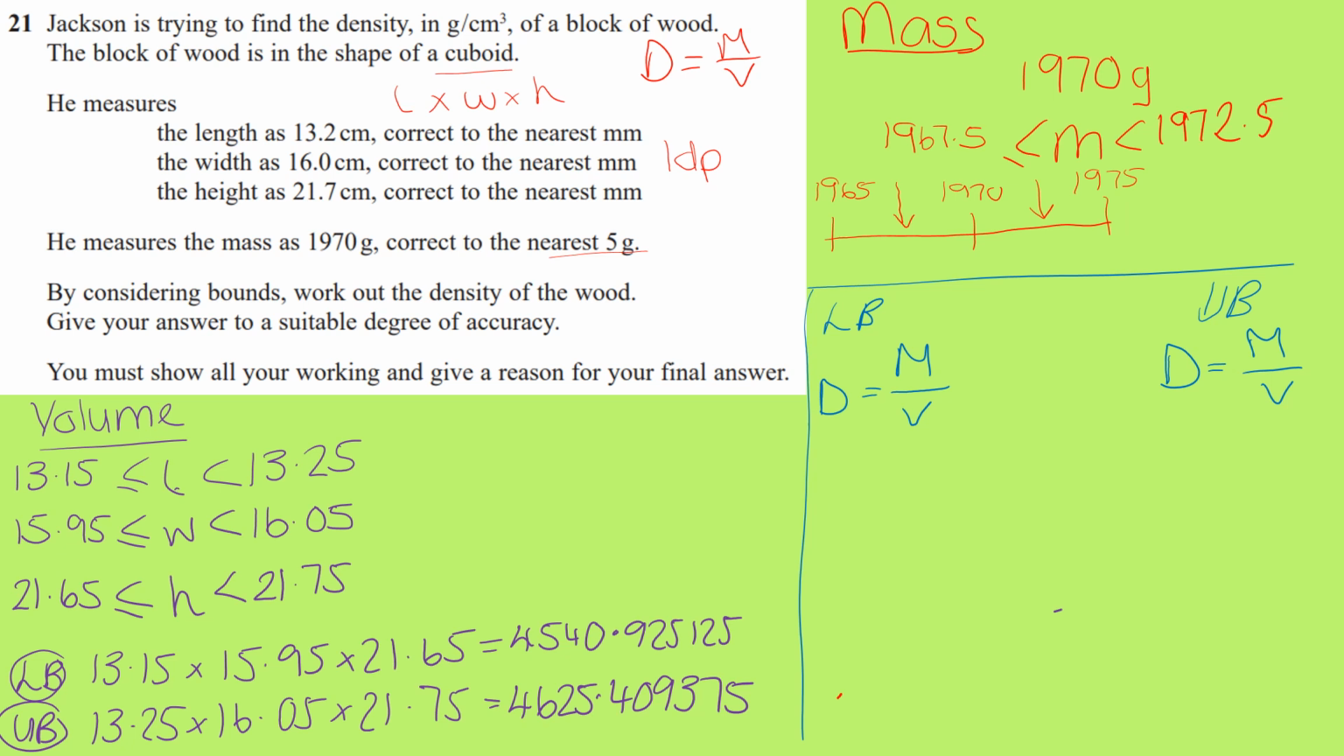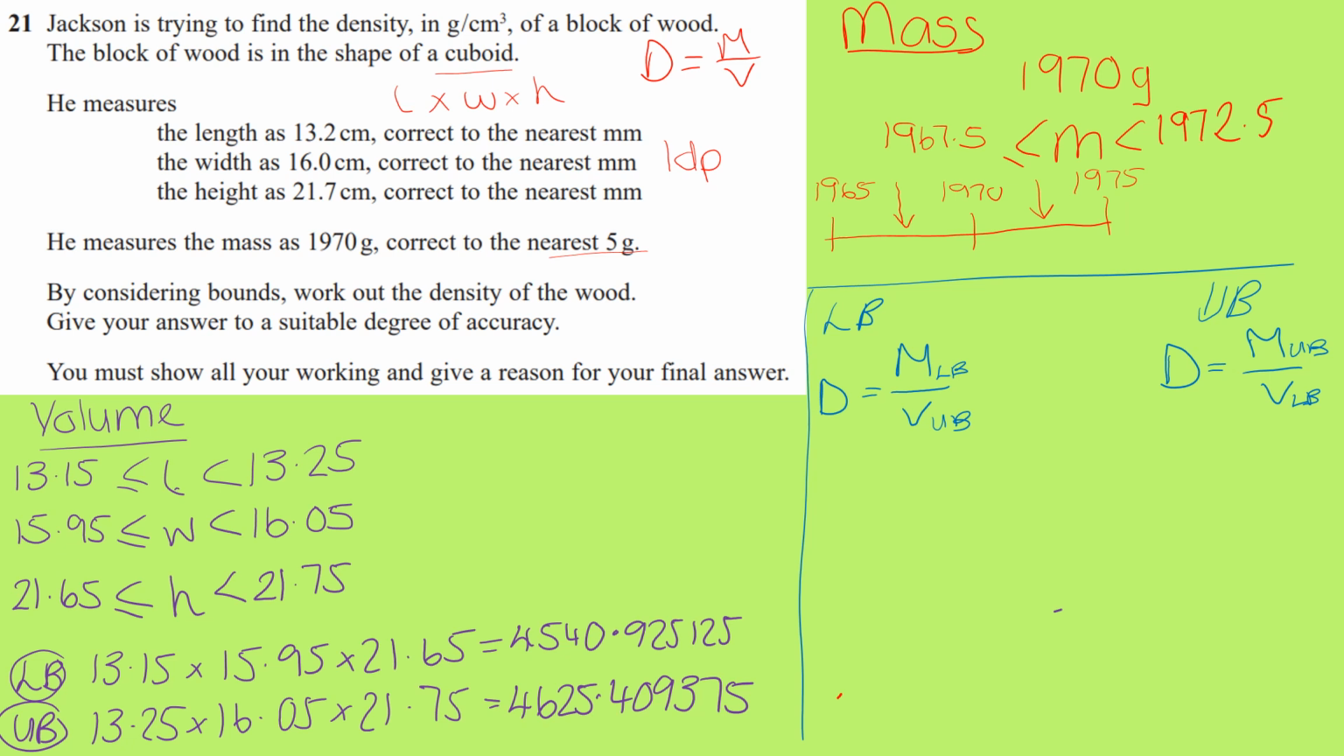Now, in order to get the lowest number of my density, I need my lower bound of my mass divided by the upper bound of the volume. To get the upper bound of the density, I want my highest mass divided by my lowest volume. If you think about the numbers, if I'm dividing a small number by a bigger number, I'm going to end up with a small answer. If I'm dividing a bigger number by a smaller number, I'm going to end up with quite a big answer. So that's how we know that that's going to give us the correct answer.